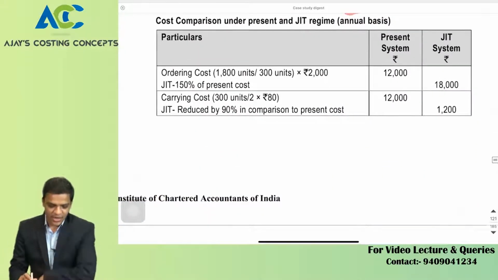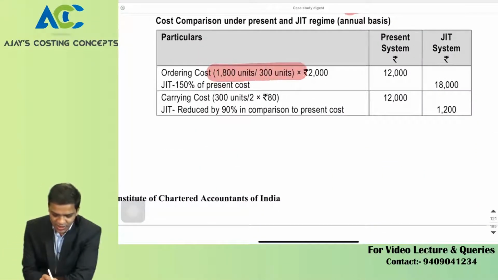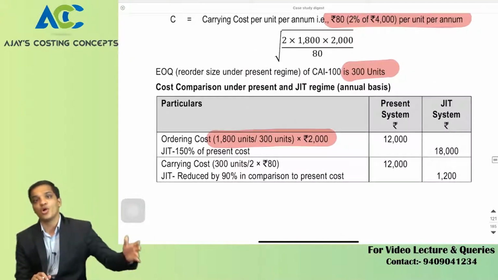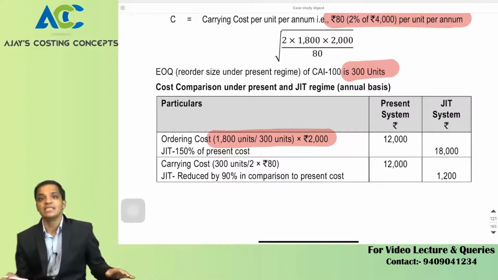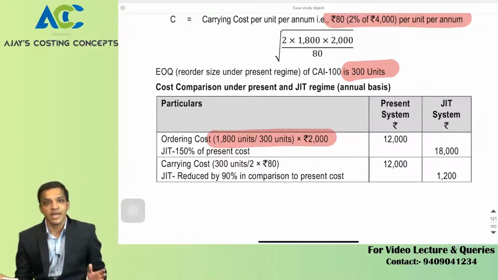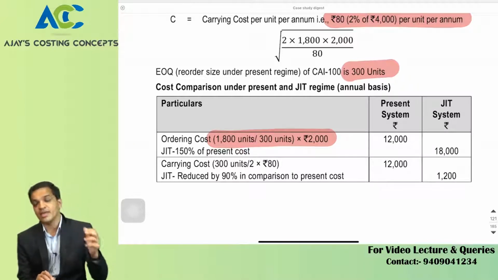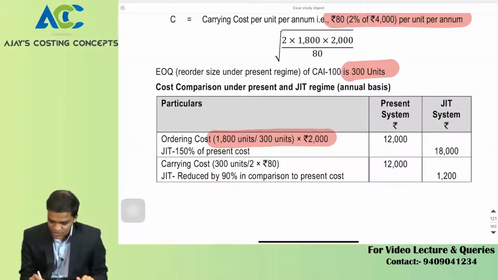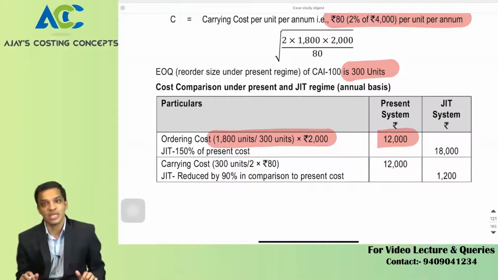So, right now, I am ordering 1800 units where my EOQ, economic order quantity, is 300 units. So, 1800 divided by 300, 6 orders will be placed at a cost of 2000 each, that would be 12,000 is the total cost that I would incur.